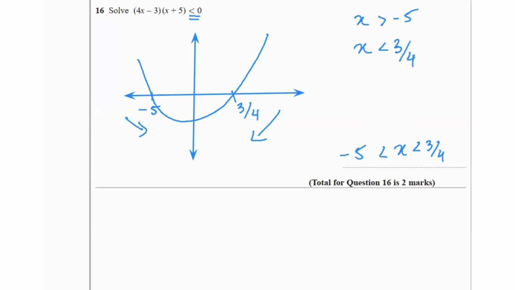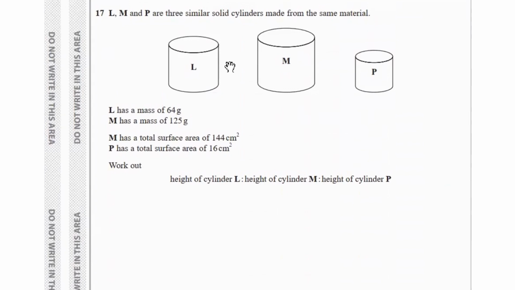That's your answer. Question 17 says L, M, and P are similar solid cylinders made from the same material. L has a mass of 64 grams, M has a mass of 125 grams. M has total surface area of 144 centimeters square. P has total surface area of 16 centimeters square. Work out the height of cylinder L is to height of cylinder M is to height of cylinder P. So what we will do in this case is that you need to remember that when an object is made from the same material, that means density is same.